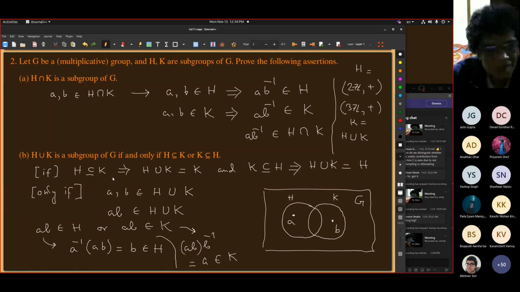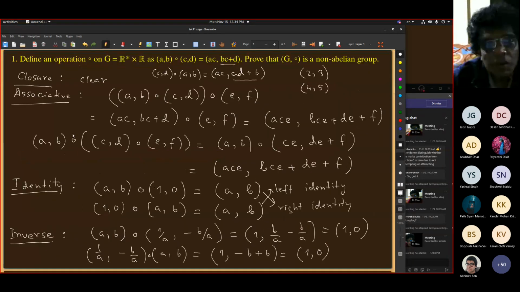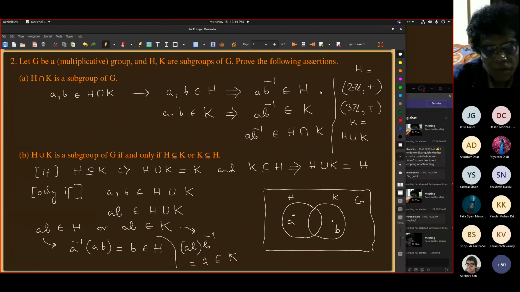Multiplicative is just for fixing the operation. If I used an additive group, I would have to write it as a plus b, and my inverse as minus a. Then this becomes minus a plus b is in H, that kind of stuff. This is just for fixing the operation, or otherwise I have to keep on writing dot, star, some fancy operation.